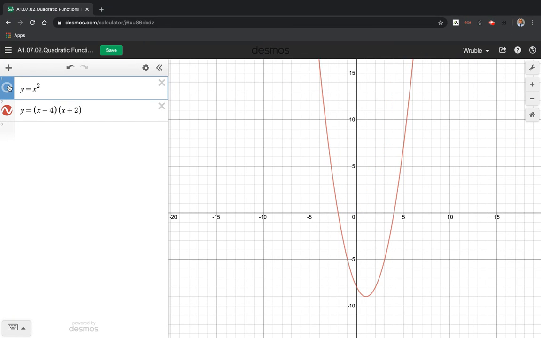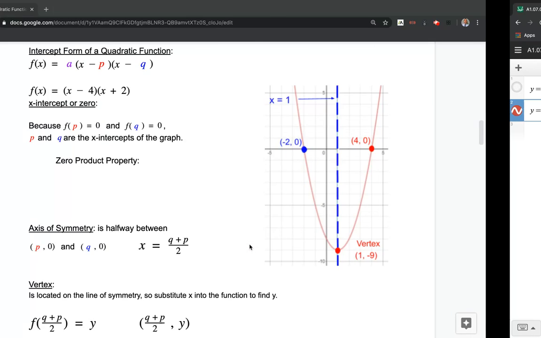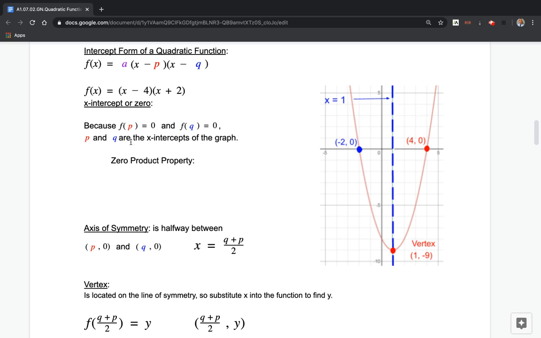So we have that one drawn there, and we can see that here we have negative 2, 0 is a point, and 4, 0 is another point. We can also see that we have the point 1, negative 9, that is the vertex. Because the function evaluated at p is equal to 0, and the function evaluated at q is equal to 0, p and q are the x-intercepts of the graph.